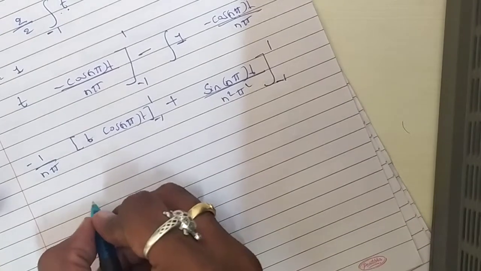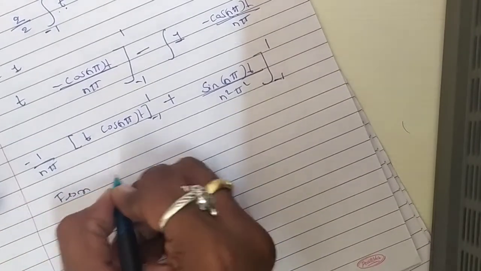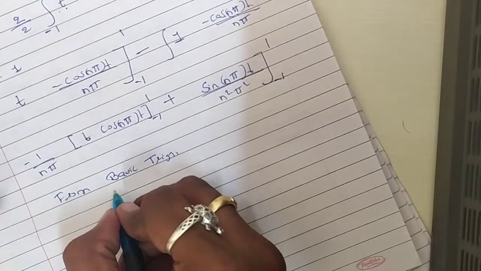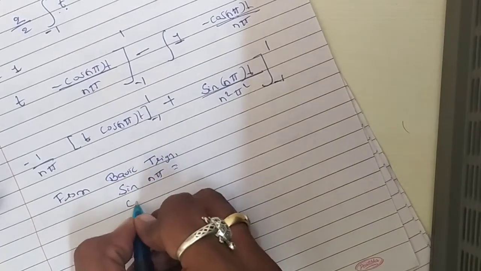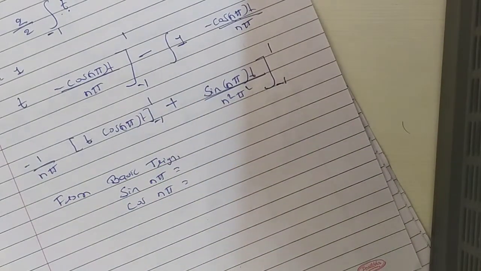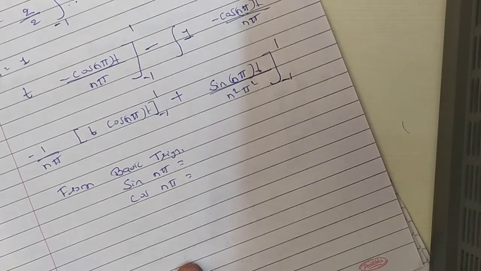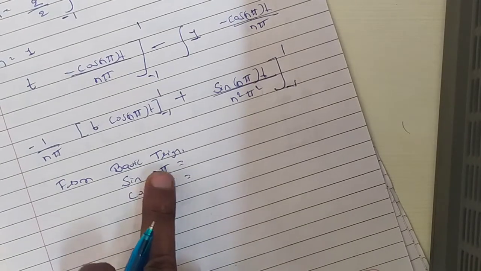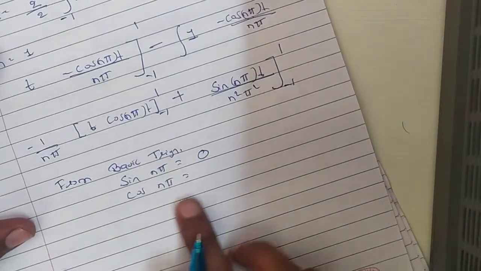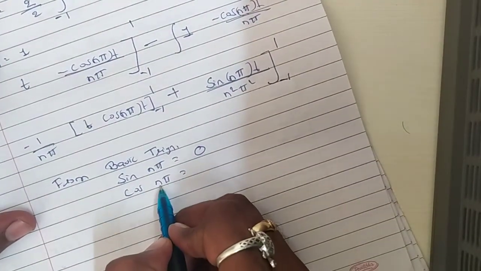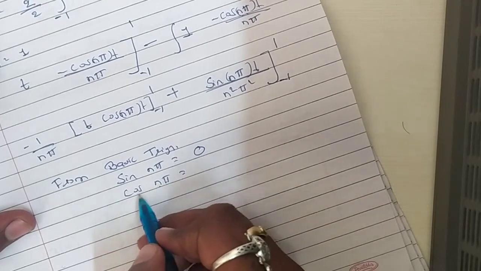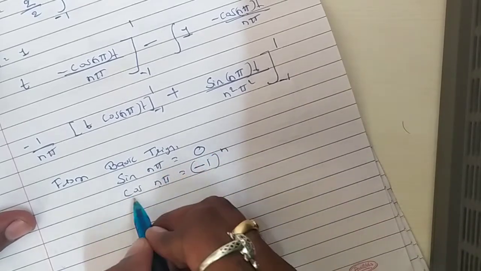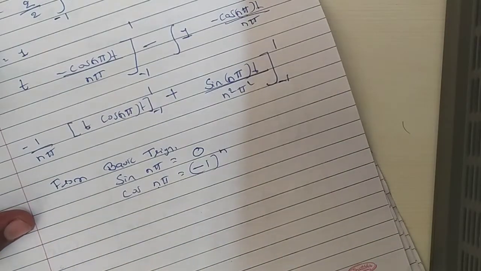If you remember from basic trigonometry, what is sine n pi, and what is cos n pi? Sine 0, sine 180 when n is equal to 1, sine 360, and so on. So this will be 0. And what about cos? Cos 0, if you put n is equal to 0, is 1. Again, if you put n is 1, cos pi is minus 1, right? And similarly, it is minus 1 raised to n in general. Sine n pi is equal to 0, and cos n pi is minus 1 raised to n.